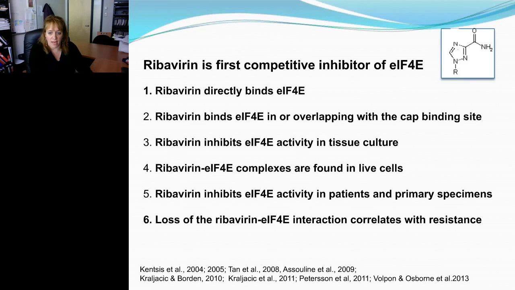Ribavirin inhibits 4E activity in cell culture. Ribavirin-4E complexes can be found in live cells using tritiated ribavirin. Ribavirin inhibits 4E activity in patients and in primary specimens, and I'll show you our clinical trial data. And finally, loss of the Ribavirin-4E interaction correlates with clinical resistance.